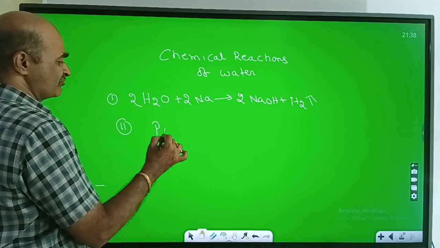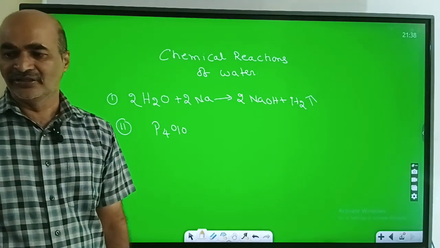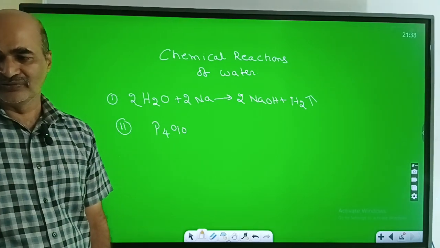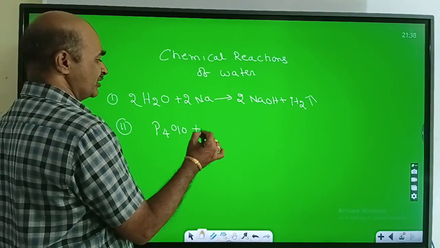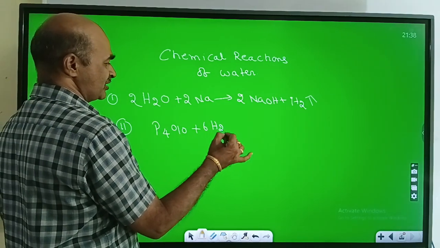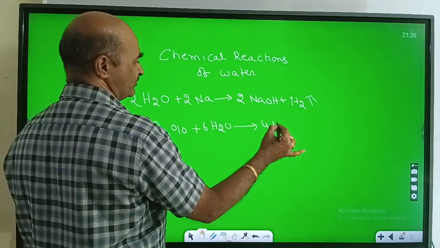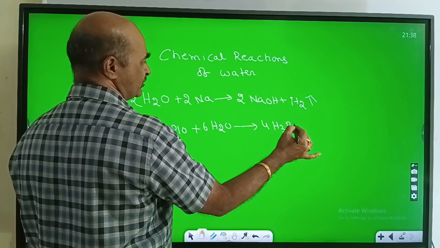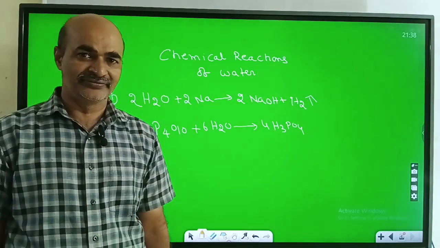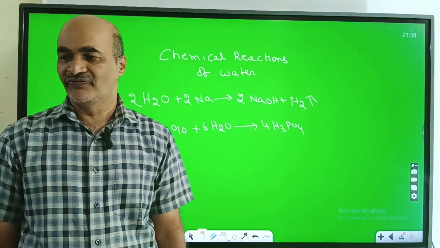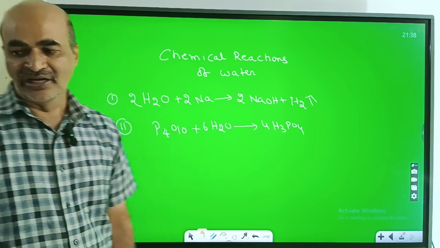Water reacts with phosphorus pentoxide. P4O10 is called phosphorus pentoxide. So water reacts with phosphorus pentoxide to give rise to phosphoric acid. H3PO4 is called phosphoric acid.